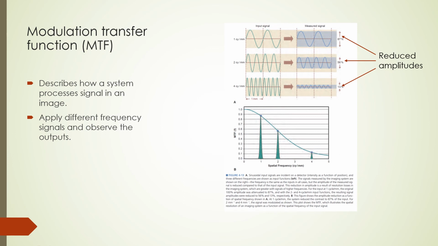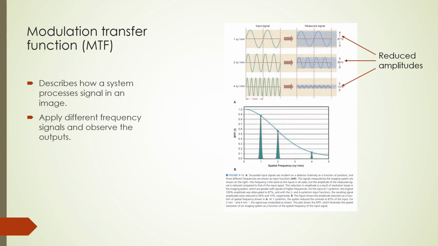These output frequencies represent the response of the system. The amplitude of the signals is reduced by the imaging system, as you can see. The high frequency signal is attenuated more than the lower frequencies. The loss in amplitude is the result of resolution losses in the system.